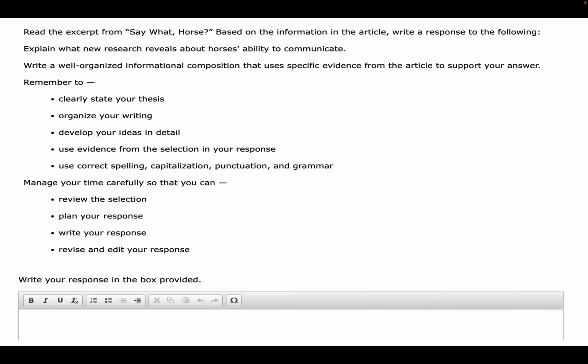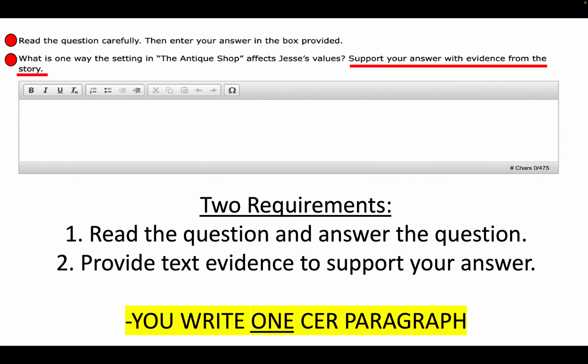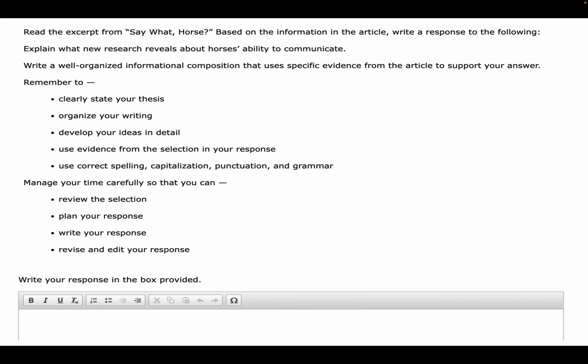If you look at this one, you can see the difference. If I go back, look at the difference between what the prompts actually look like. You can see how extended this prompt is. But if we just bullet point the requirements, it says read, explain, write, remember to, manage your time, write your response below. If you look at just the bullet points, this one already has way more requirements than the short constructed response has. So let's look at what the requirements are here. It says read the excerpt from Say What Horse, and then it says write a response to the following. So it says read and then write.